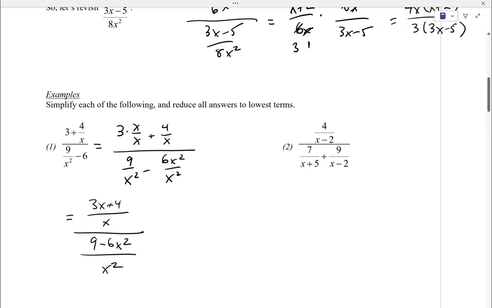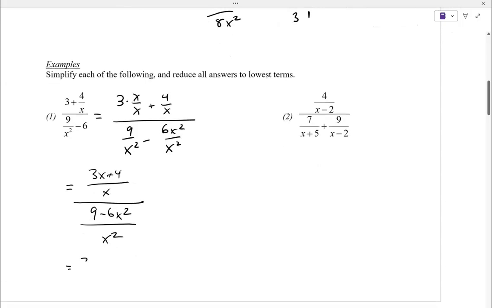So notice that we're treating the top and the bottom like individual problems like we did in the previous section. Get your common denominator and combine them. So I'm going to jump ahead to the next step. Now, does this look like the previous problem that we just did? Yeah, it looks a lot like it, doesn't it? I've got one whole fraction divided by another whole fraction. So how can I rewrite that? And 9 minus 6x squared on bottom?